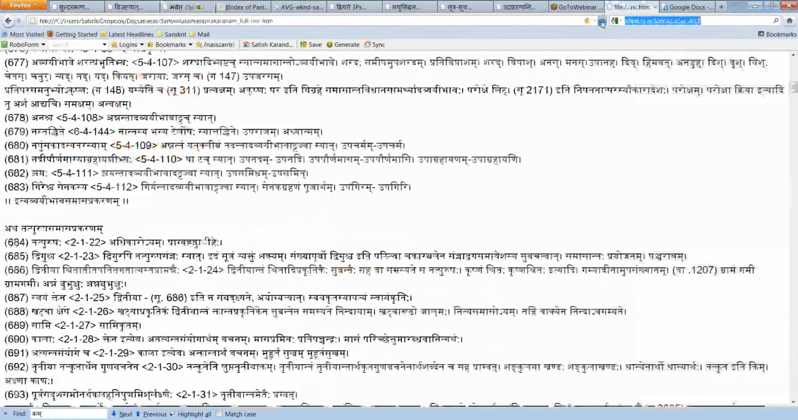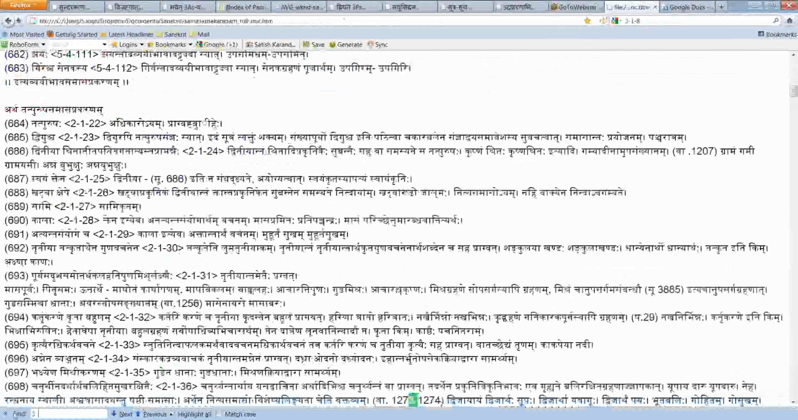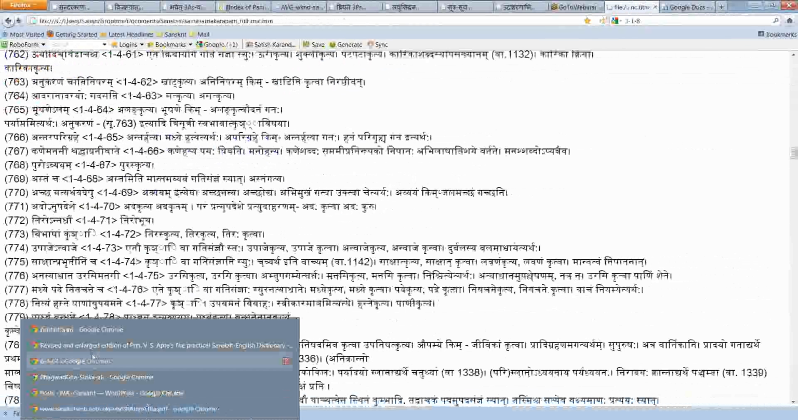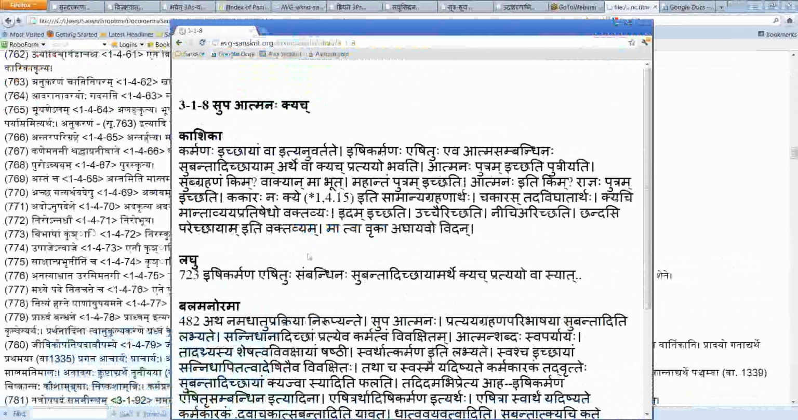What pratyaya kyach is being used is 3-1-8. I'm sorry, wrong thing. 3-1-8 and 3-1-10. Oh no, this won't be it. I'm sorry. This is not this section. Unfortunately, we don't have the entire Siddhanta Kaumudi online right now. We'll get it someday. So 3-1-8, we already saw, is that ishikarmana eshitahu sambandhinaha subantad ichchayam arthe kyach atmanaha putram ichchati putriyati.